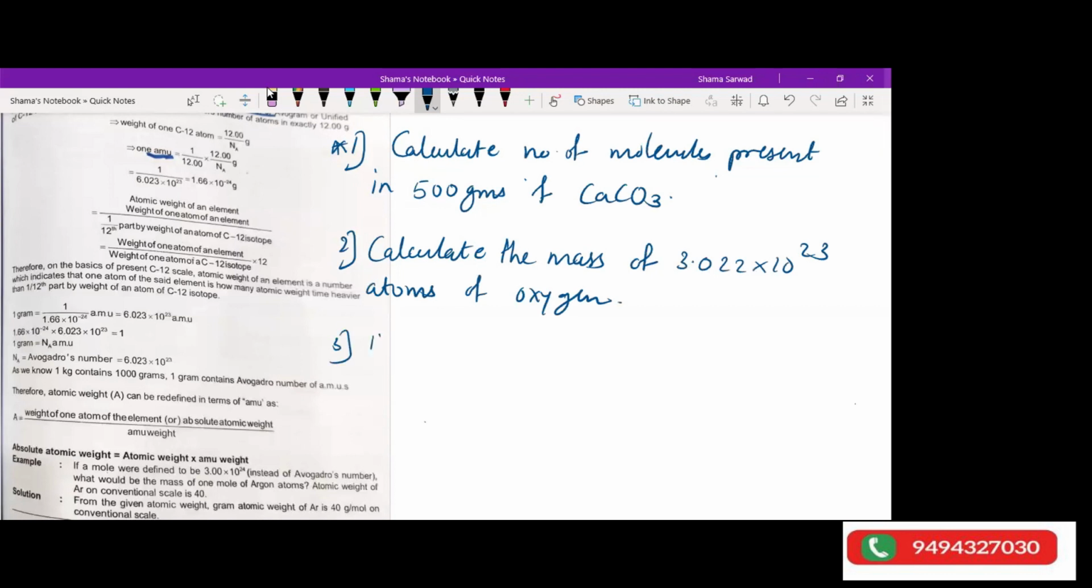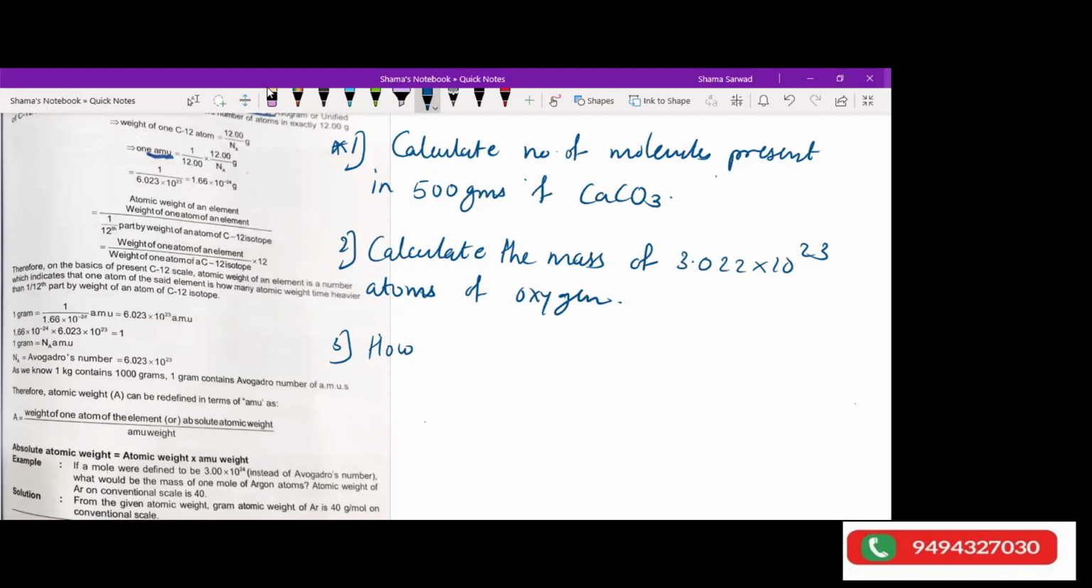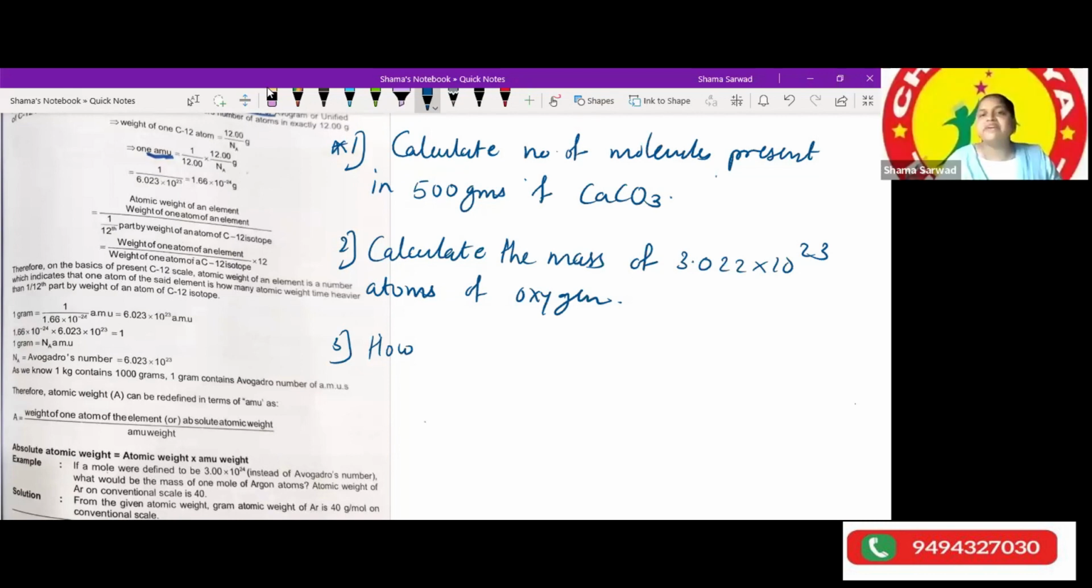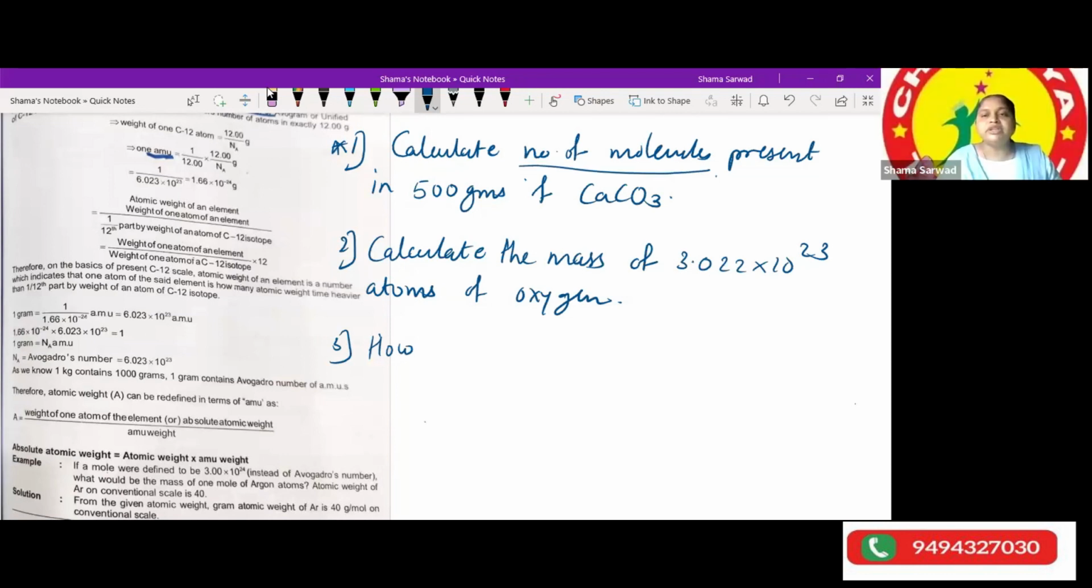Five grams the first one. 500 by 100, 5 moles. 5 moles, and the number of molecules. I asked you number of molecules, not the moles. How are you going to convert it into the number of molecules?